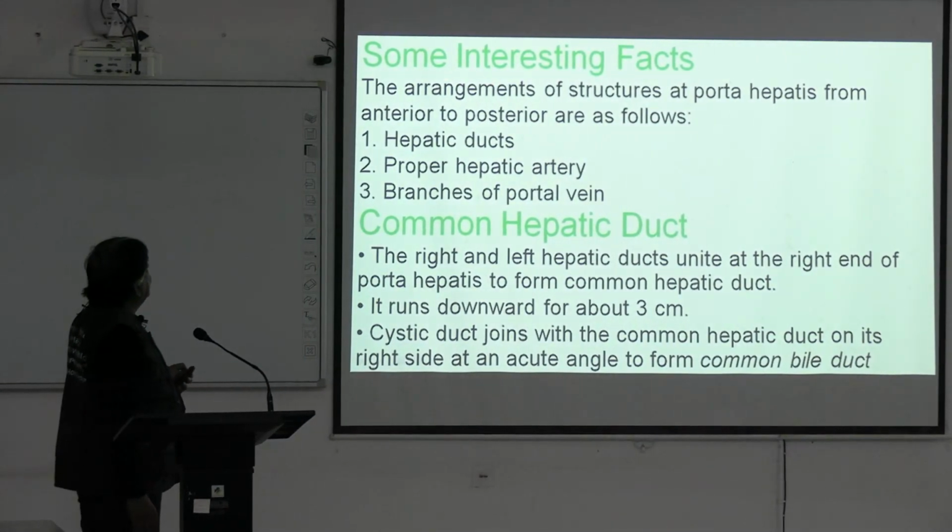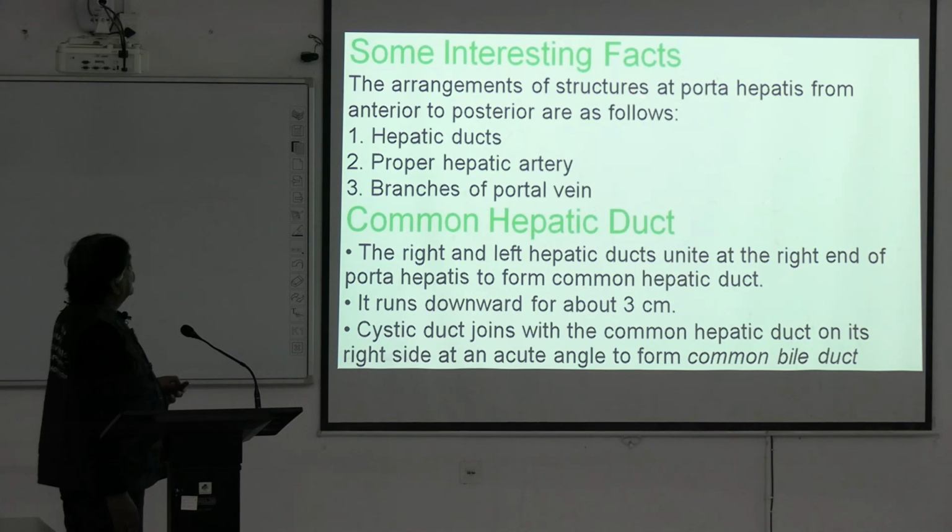Now, some interesting facts. The arrangement of structures at the porta hepatis from anterior to posterior is as follows: hepatic ducts, proper hepatic artery, and branches of the portal vein.